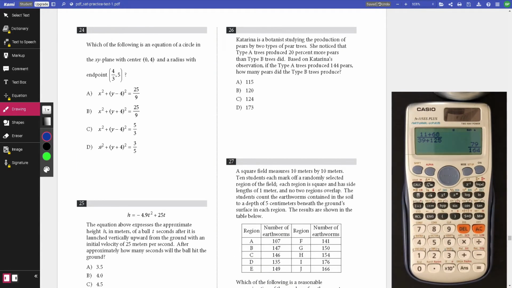Number 24. Which of the following is an equation of a circle in the xy plane with center 0, 4 and a radius with endpoint 4 over 3, 5? So it looks like something like this. So this is 0, 4. This is the radius. And we have a circle.